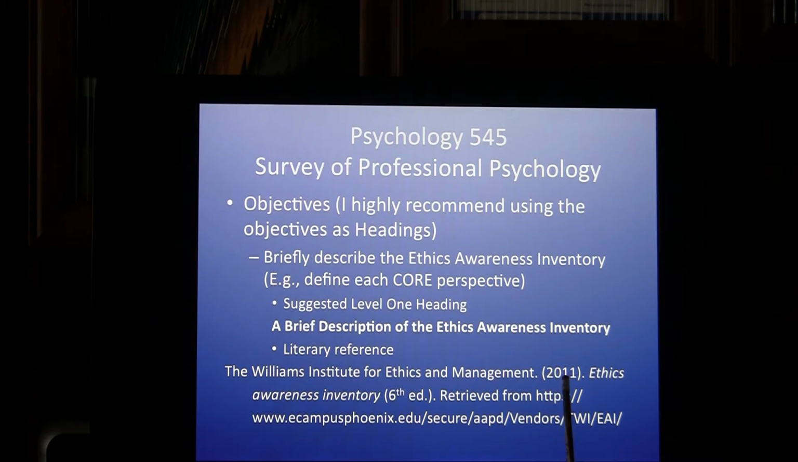It goes into parentheses for the date, for the year rather, of the publication, 2011, a period, and then the title, Ethics Awareness Inventory. Notice that this is italicized, and that only the first letter of Ethics Awareness Inventory is actually capitalized. Also notice, you'll remember from our review in the APA reference video, that 6th edition is not italicized. Then there's a period followed by retrieved from, and then the URL or the actual internet address.